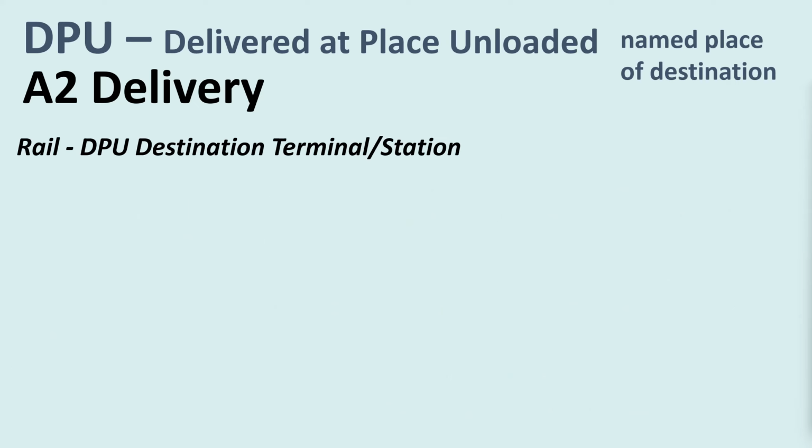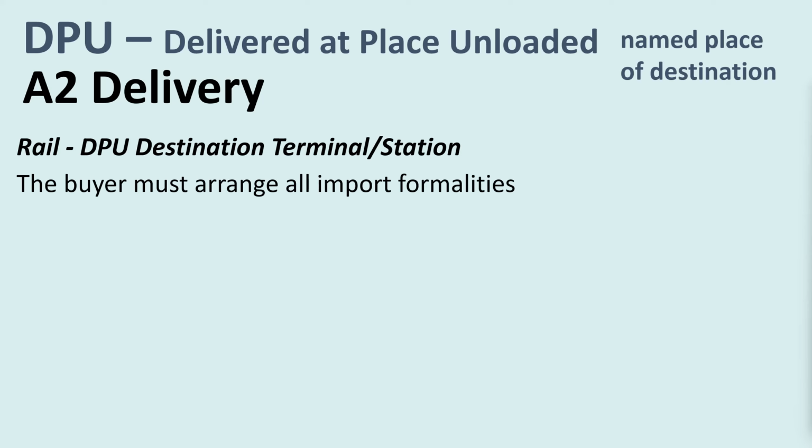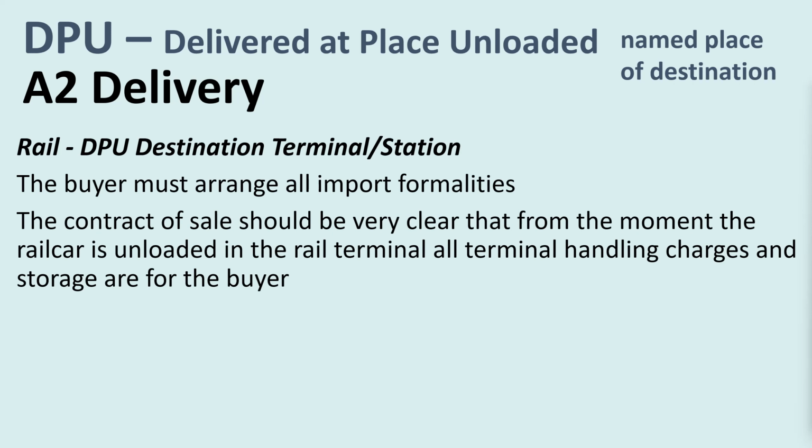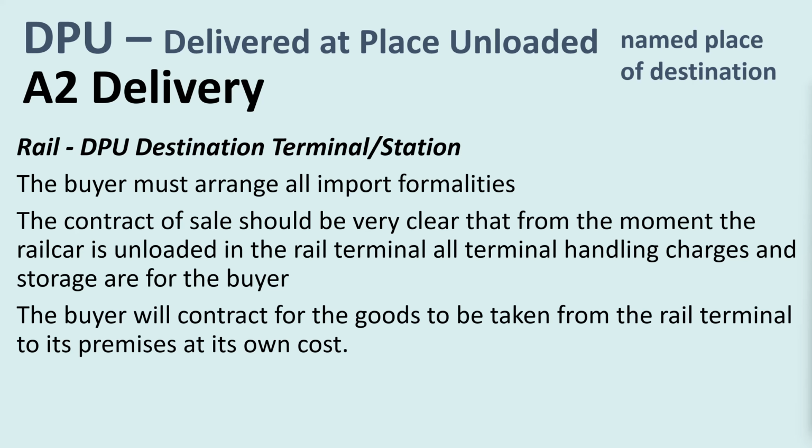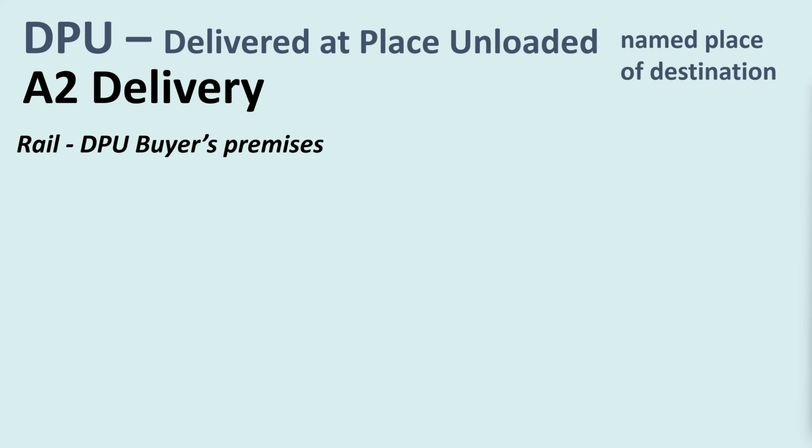A2 delivery rail, DPU destination, terminal or station. Of course, the buyer must arrange all import formalities. The contract of sale should be very clear that from the moment the rail car is unloaded in the rail terminal, that means delivery under A2, all terminal handling charges and storage are for the buyer, and the buyer will contract for the goods to be taken from the rail terminal to its premises at its own cost.